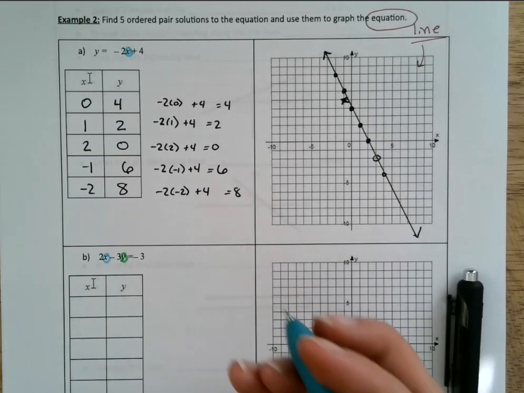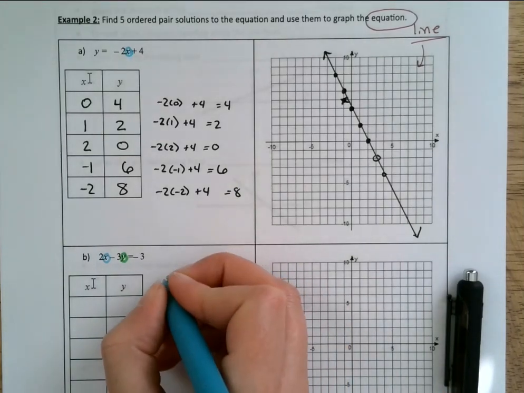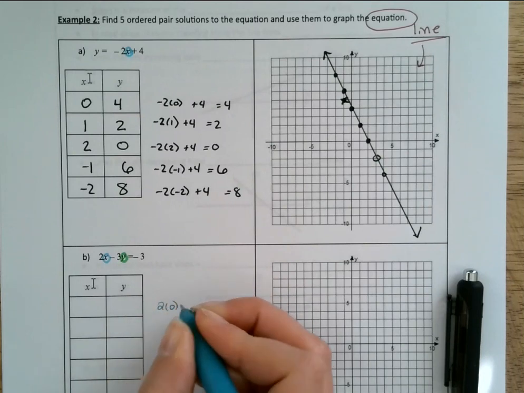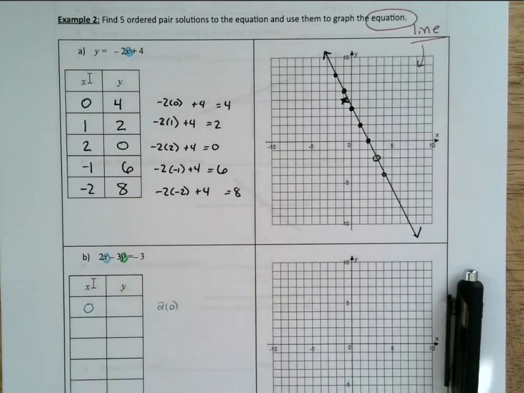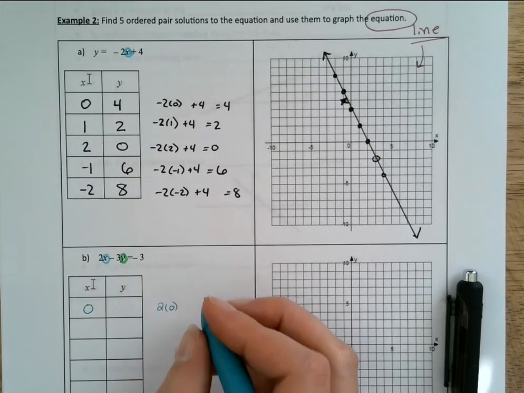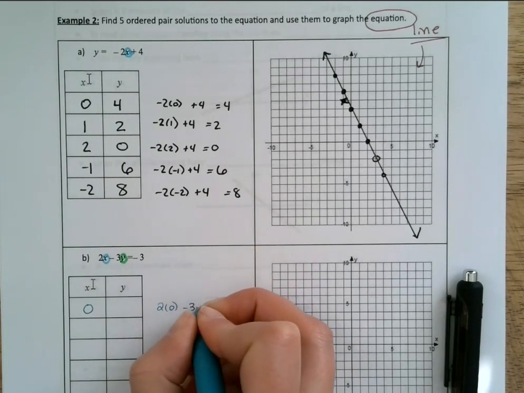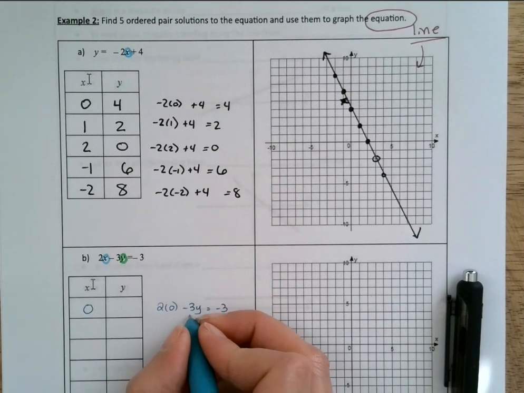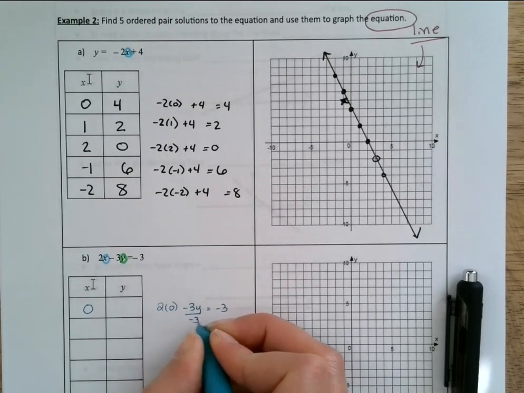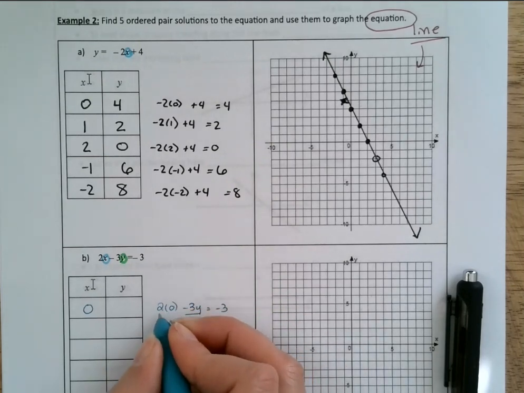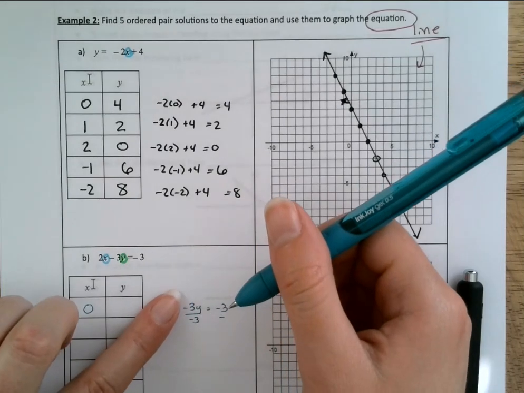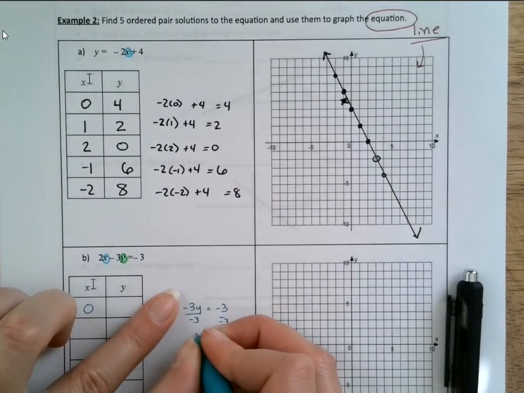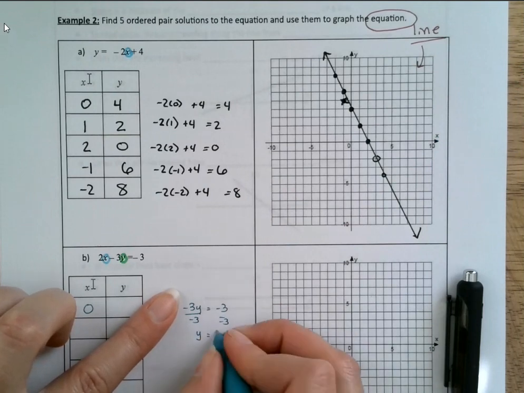I might try 0. So if I plug in 0, first of all I want to make a note of what I just plugged in. I plugged in 0 for X. That gives me negative 3y equals negative 3. There's a little bit more solving to do here. So I'm going to divide that negative 3 off. I can ignore the 2 times 0 piece, right? 2 times 0 is 0. If I rewrite that, that's 0. So I can divide by negative 3 and get y equals positive 1.